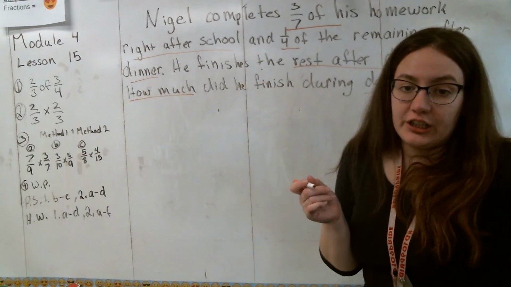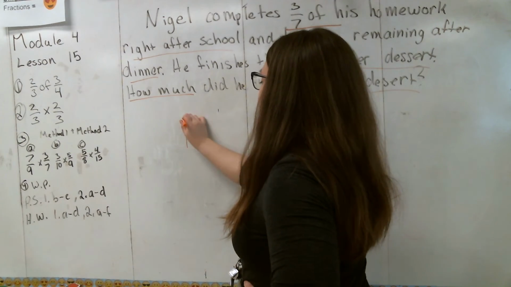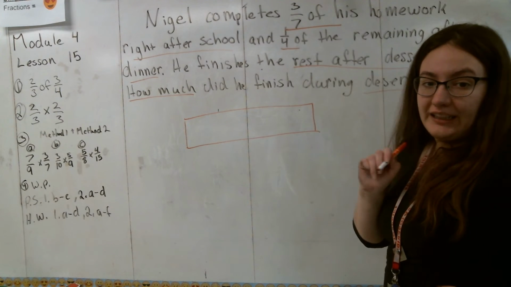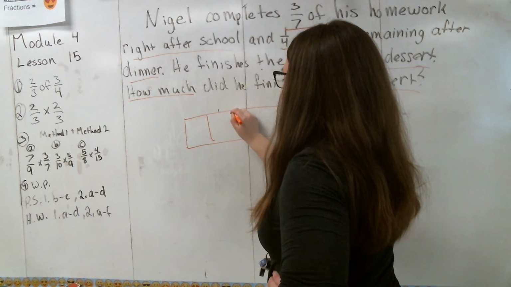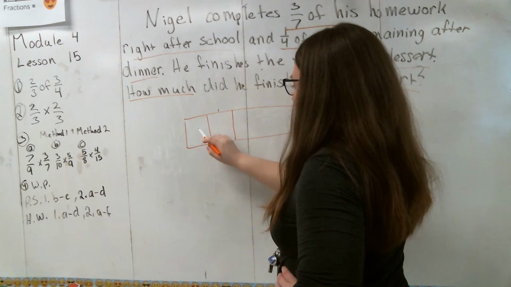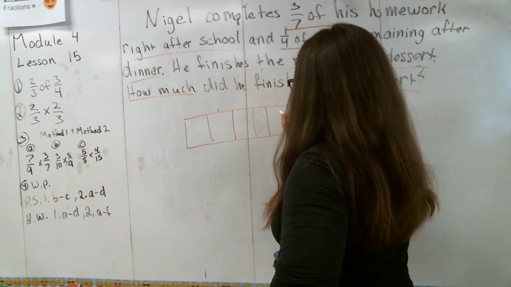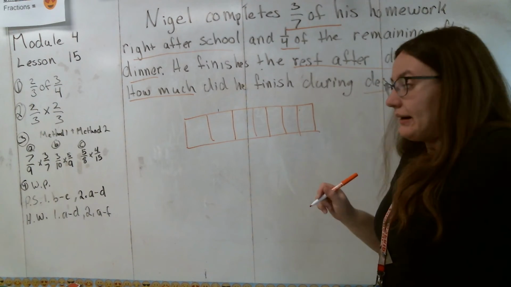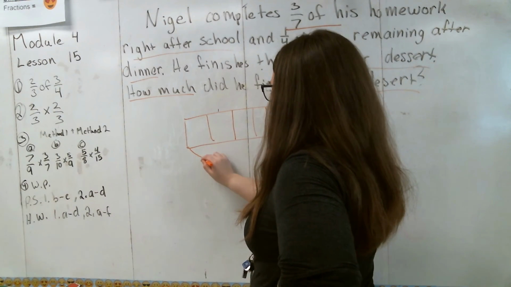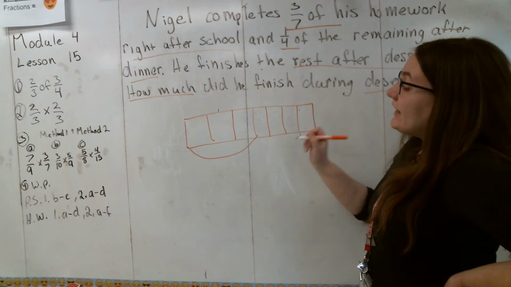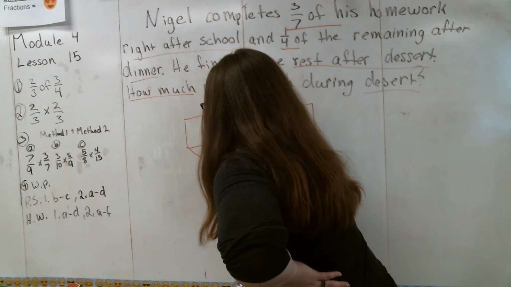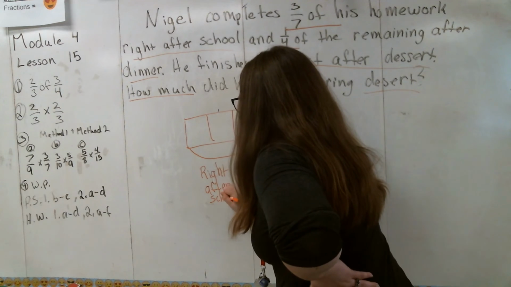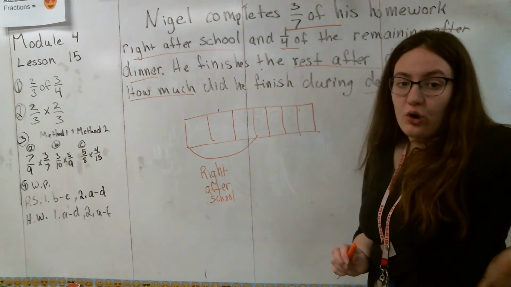So I'm actually going to use a tape diagram to help me with this problem. Because what I'm going to do is show that 3/7 that he started on at first. So I'm going to break this into 7. So 1, 2, 3. Okay. So I'm going to show how these 3/7 right here is what he did right after school. So right after school, he completed this much homework.